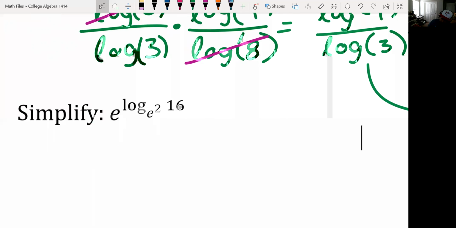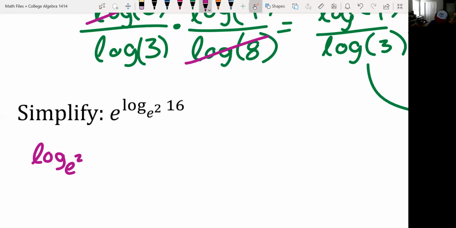Okay, so this part definitely has to be simplified. We can't use that property in the beginning because yes, the bases are the same, but this base is being raised to the second. So we have to simplify more. So let's go ahead and first look at log base e squared of 16. And by change of base, I want to write that 16 lower.